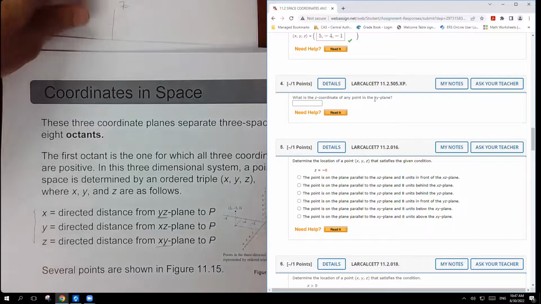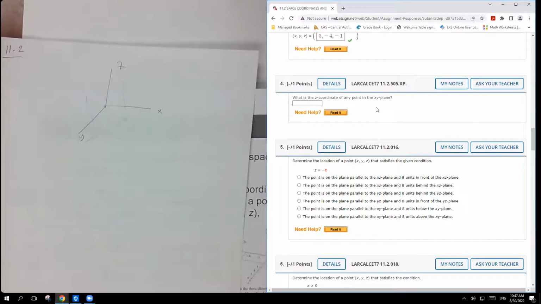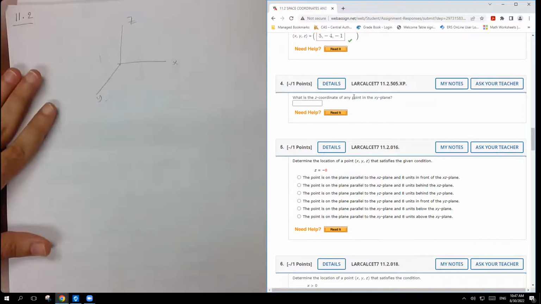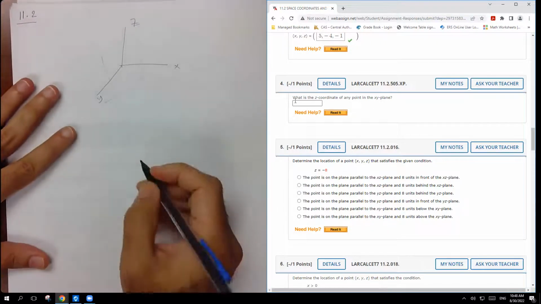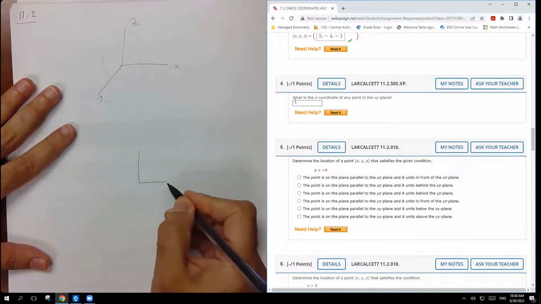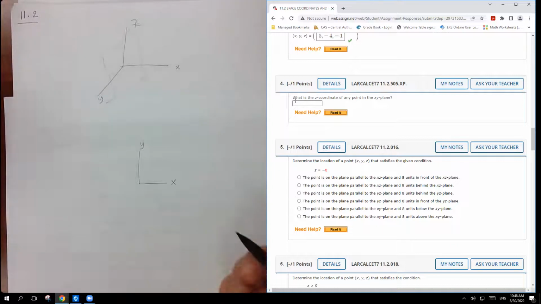Okay. So here's the coordinate. No, I'm talking about this example. Oh, we're on number 4. I was doing number 5 for some reason. Okay. So what is Z? Oh, XY plane. This is Y, this is X. Where is the coordinate Z? It would be at 0. Just write down 0.